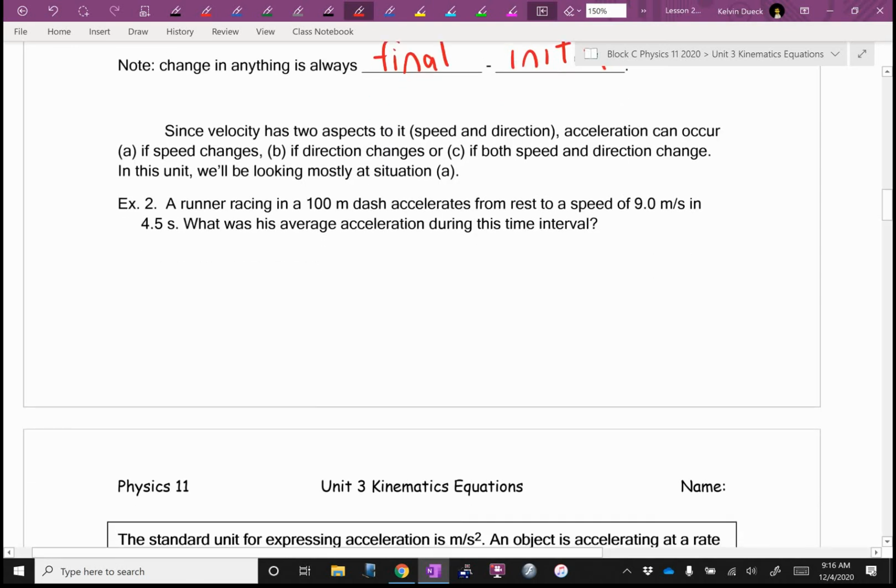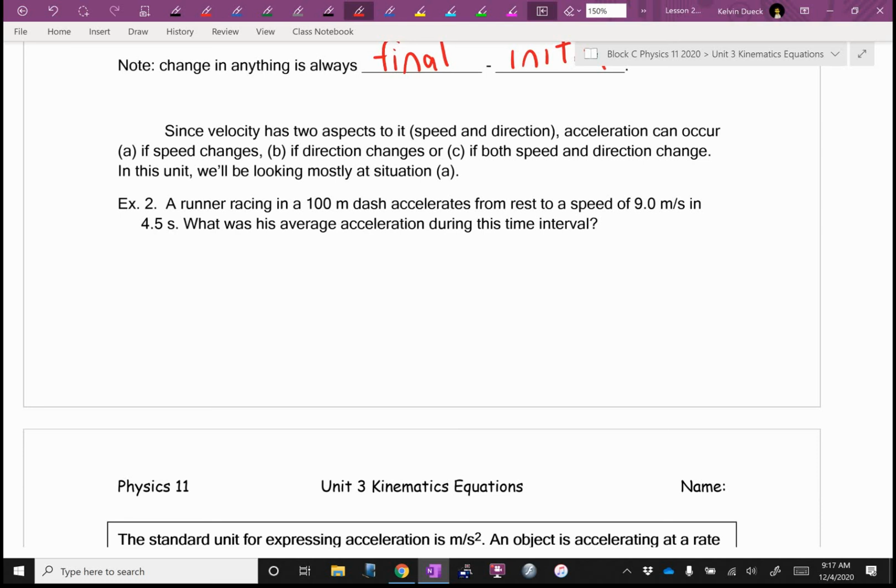Example 2. A runner is racing in a 100-meter dash, and they accelerate from rest to a speed of 9 meters per second in 4.5 seconds. What's his average acceleration during this time interval? Okay. Here is our first official physics word problem, sort of. I'm going to use an approach where I list everything, and we're going to formalize this a couple of lessons from now, but this is that DFIC thing that I kind of snuck in last day, where I list my data, I find a formula, I insert the numbers, and I crunch an answer.